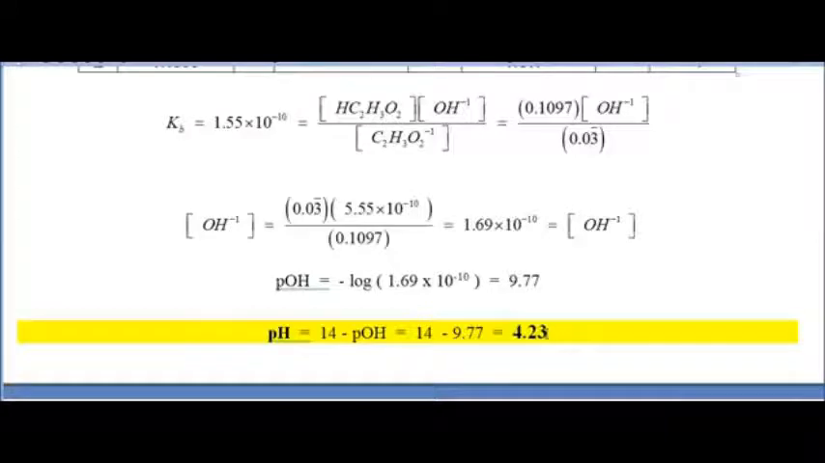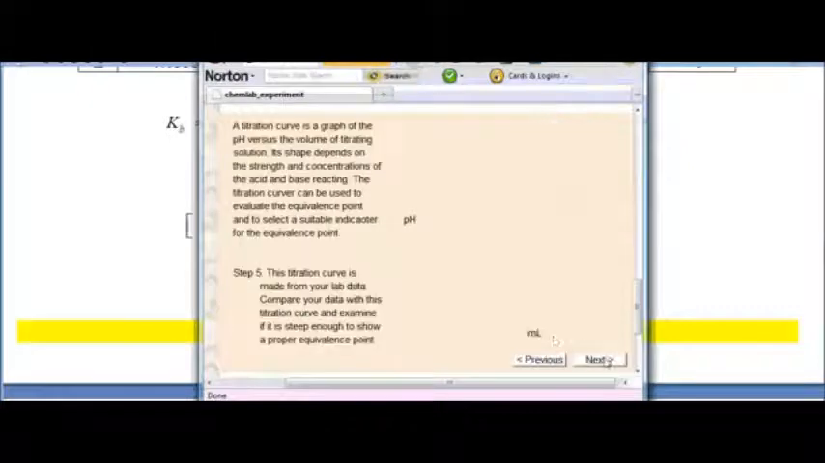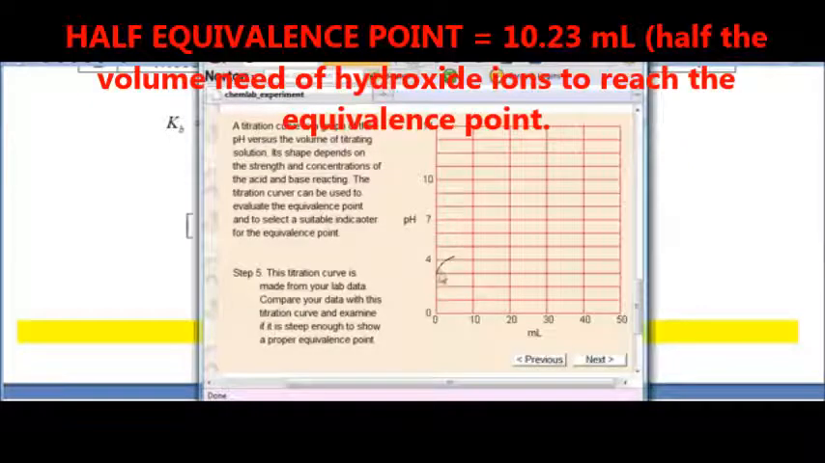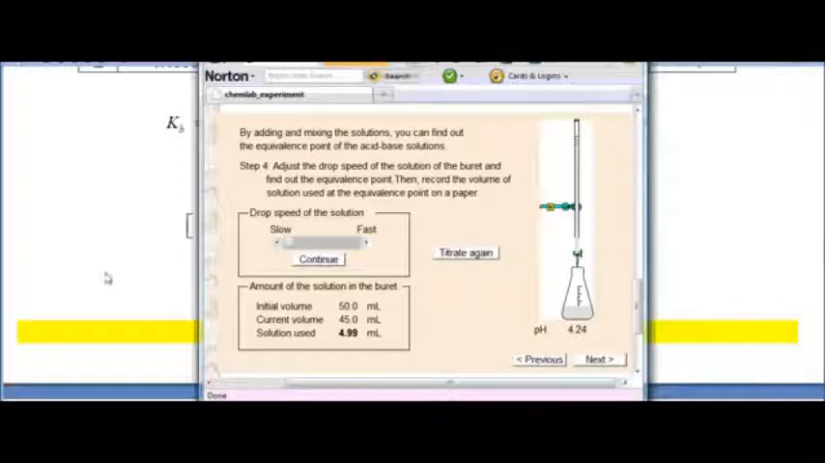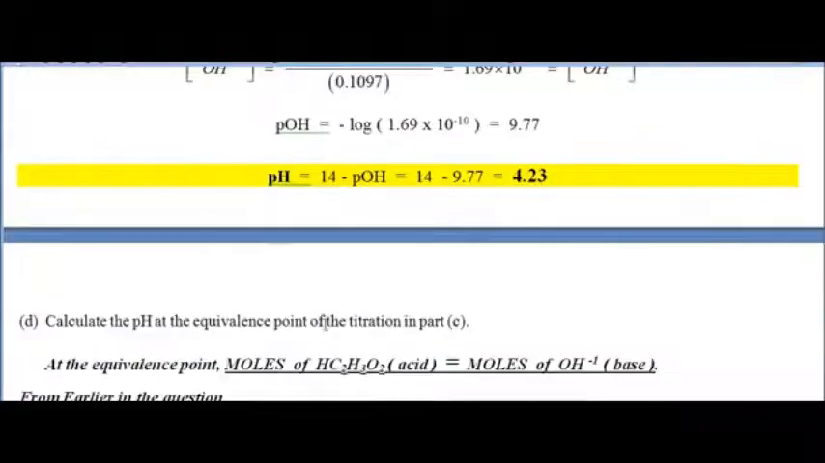Even though our calculation says 4.23, that's pretty good considering that we've been using the 5% rule here. Also, we'll take a look at the titration curve as we go along. So we're not even close to the half equivalence point here, which is kind of neat. We'll come back to that in a moment. All right, so continuing on with the next part.